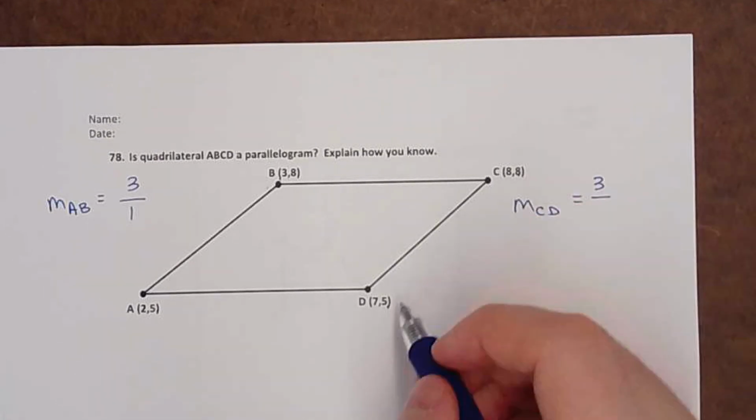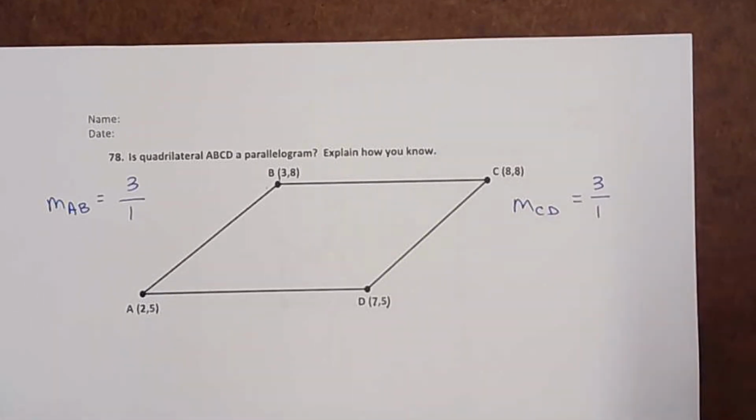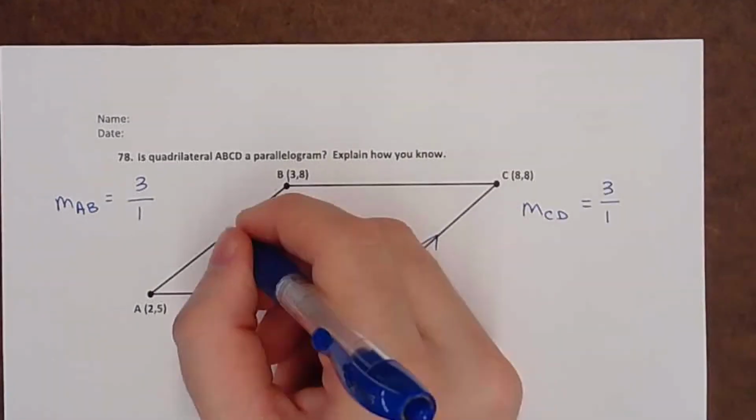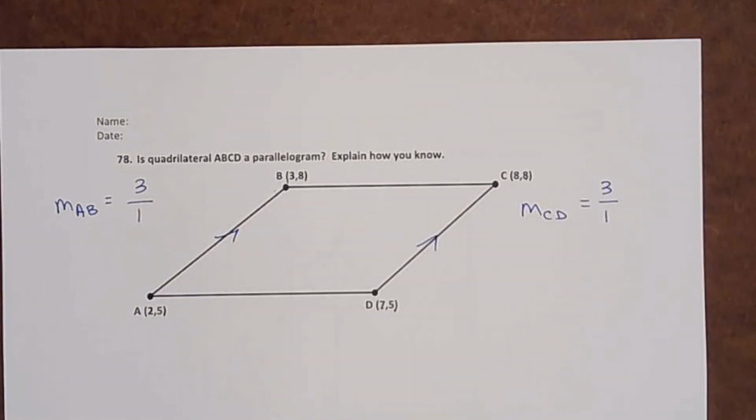And what's 8 minus 7? They match, so these must be parallel. Now, how many sets of opposite sides do we need to be parallel for a parallelogram? We need 2. So we have to check the other ones too, right? You have to check those.